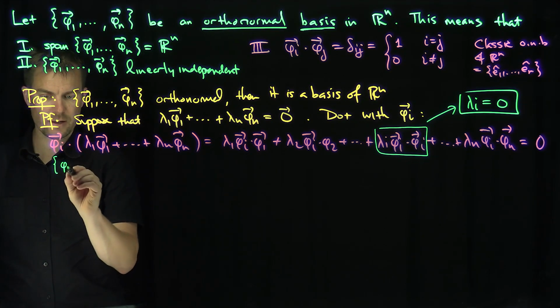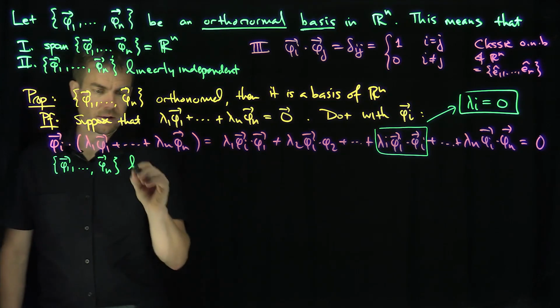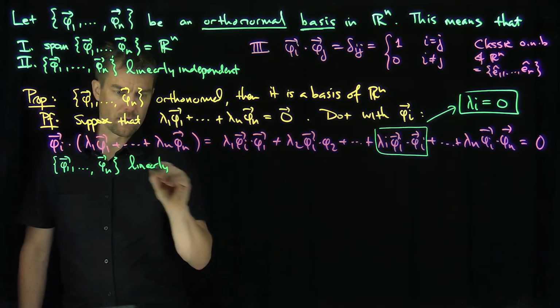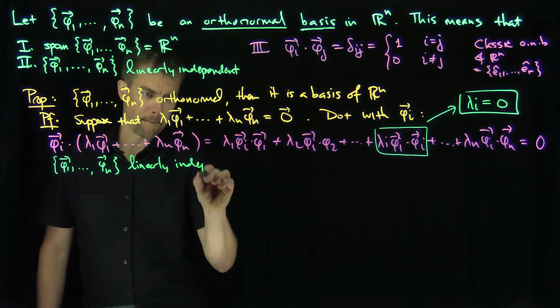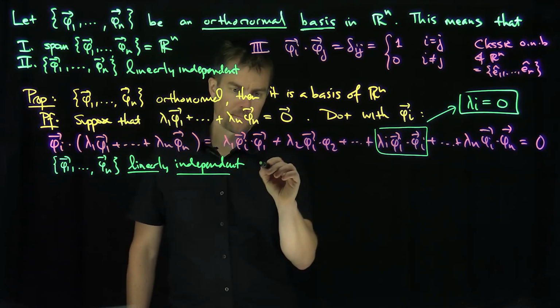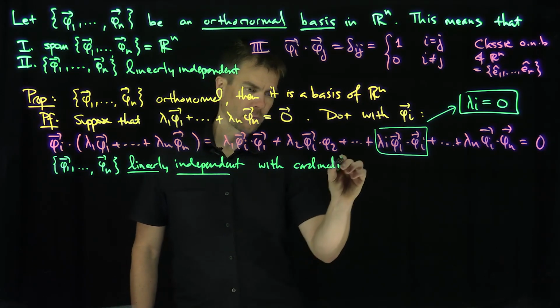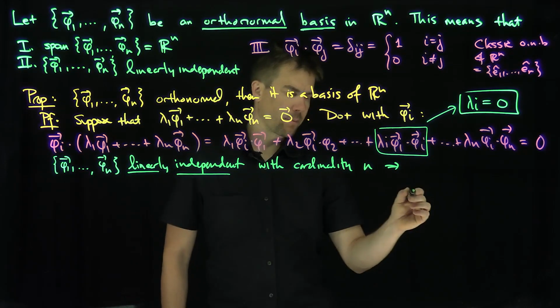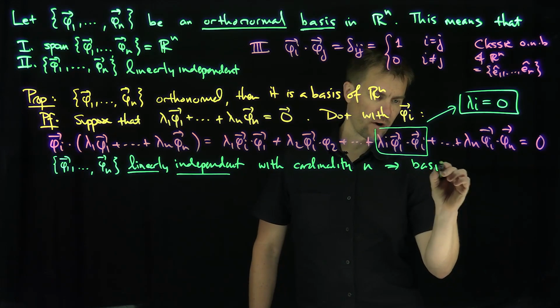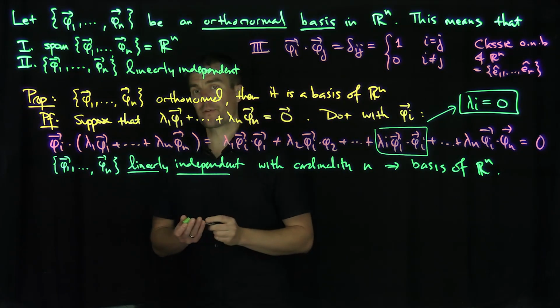So this set is linearly independent, and there are n of them. A set of n linearly independent vectors implies it's a basis of Rn, since the dimension of Rn is n. Okay, great. That's the first result we want to prove.